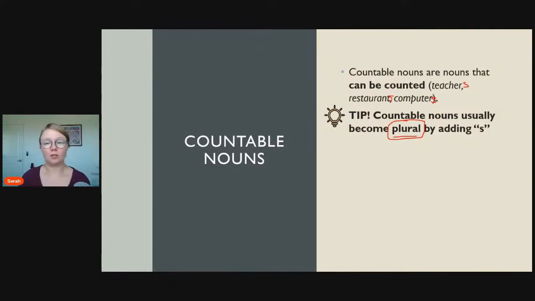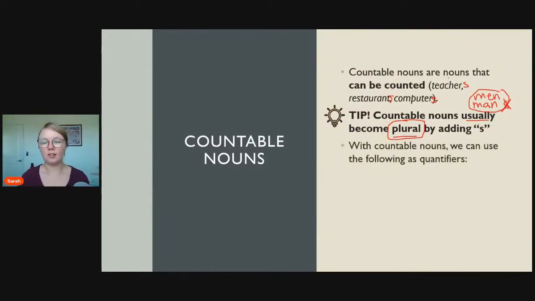Now, not every countable noun can we add s to. For example, the word man is a countable noun, but we don't say mans, we say men, right? So countable nouns usually become plural by adding s. But remember, in a case like man, men, person, people, woman, women, then you cannot add s. It just means it's a tip you can look for.